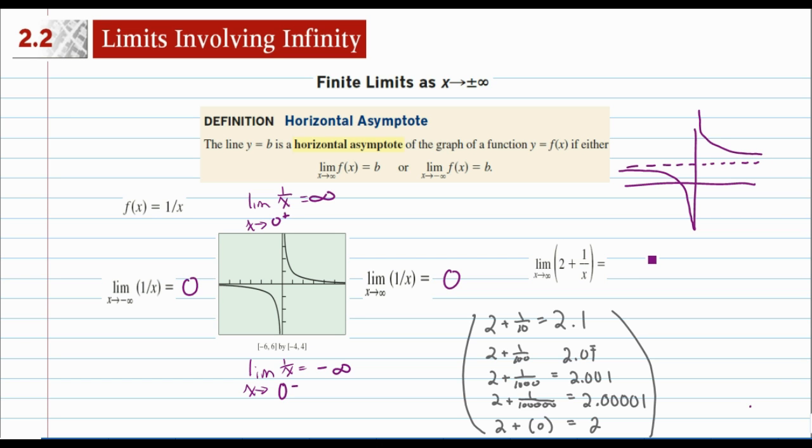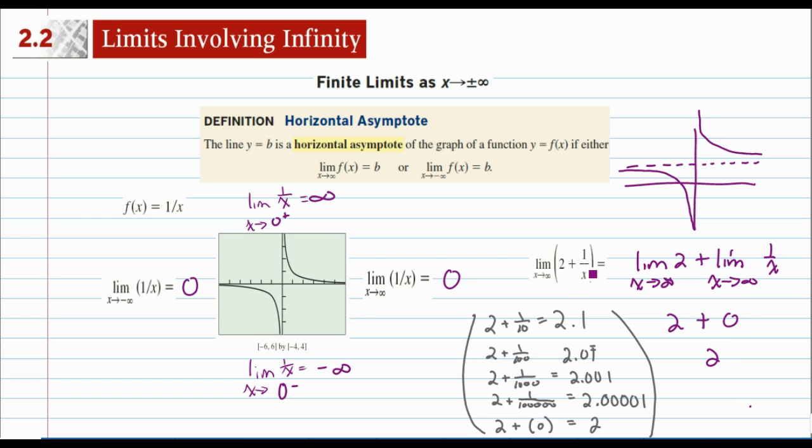You could also look at that algebraically, so the limit as x approaches infinity of 2 plus the limit as x approaches infinity of 1 over x, and since I know that from this graph over here, that's going to be 0. It's 2 plus 0, which is 2.